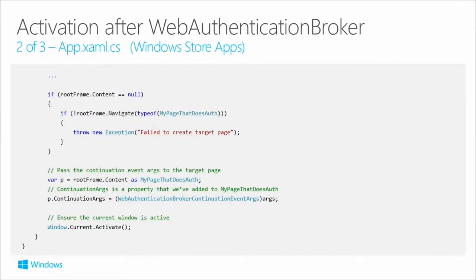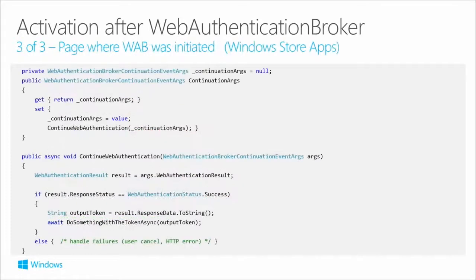You then redirect at the bottom. You navigate to the type of MyPage where you made the call. Whatever page does the auth is the one that made the call to the web authentication broker in the first place, where the AndContinue method was. So you want to navigate back to it, and then pass that WebAuthenticationBrokerContinuationEventArgs object over to that page, so it can look at the response to find out whether it actually worked or not.